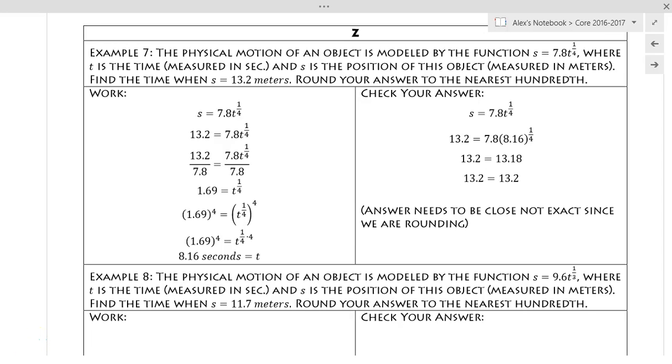Hey guys, welcome back. We're going to be looking at our second part of target D, where we're solving exponential equations, but now we're going to be solving word problems.